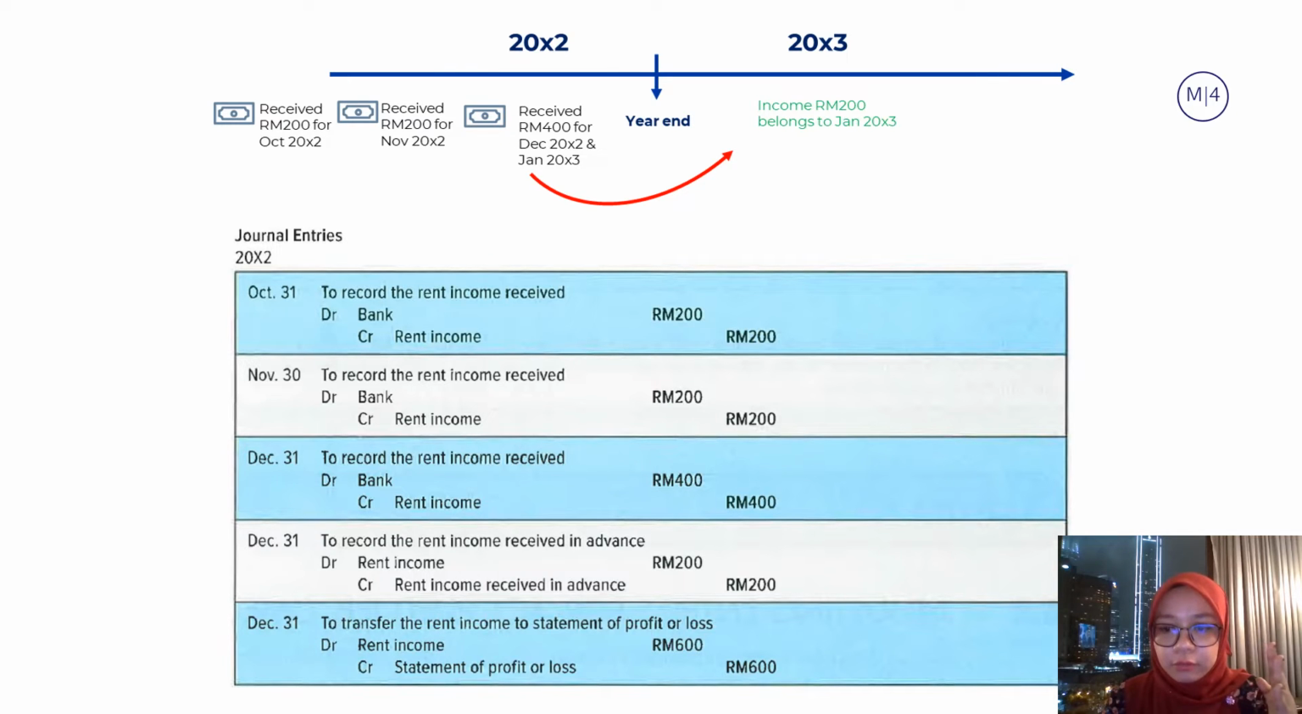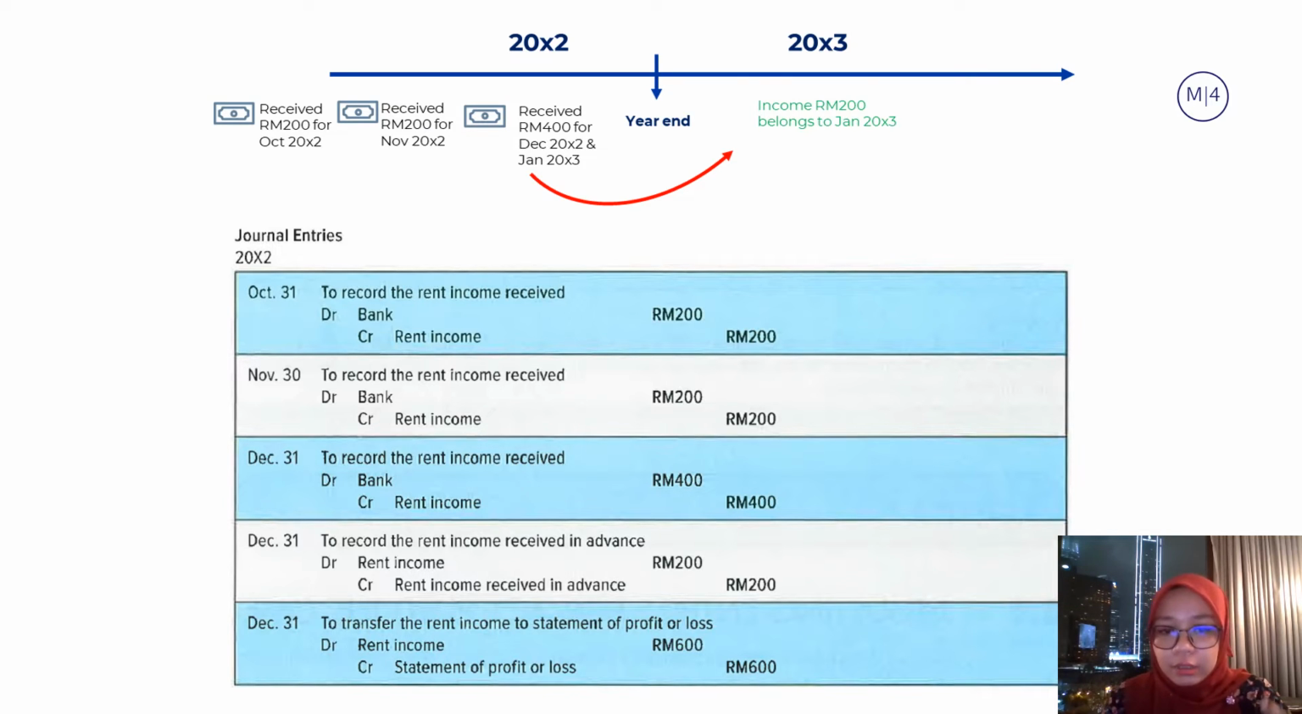Okay, we have to record it in three steps. First, we have to recognize the total of payment received for income. First, it paid on 31st October, record it. November, and then record. And then December, we received 400 ringgit. So we have to record debit bank and then credit rent income. So up till December 31st, we have our total rent income of 400, 200, and 200 ringgit, which is a total of 800 ringgit.